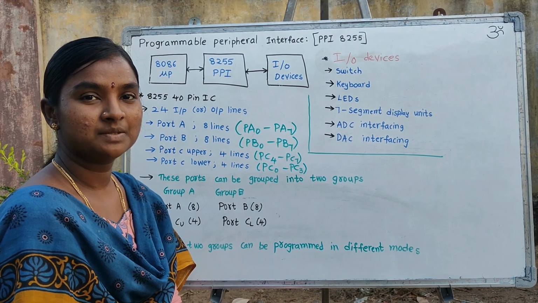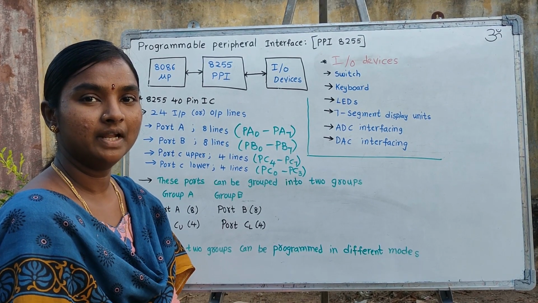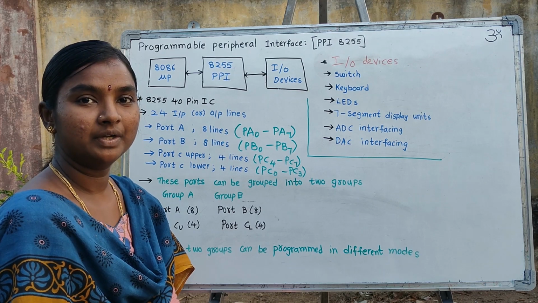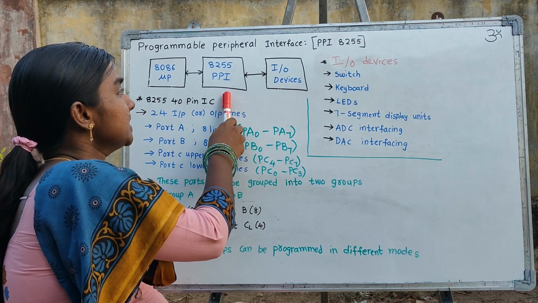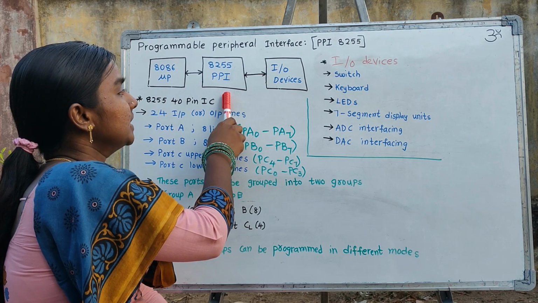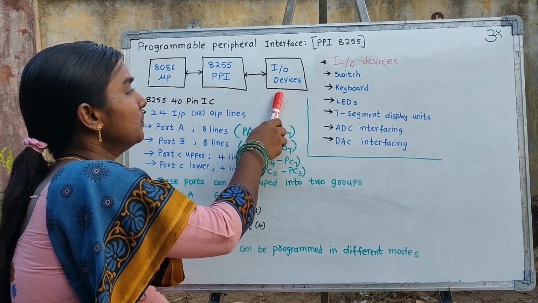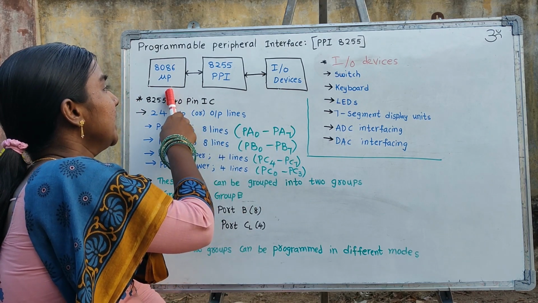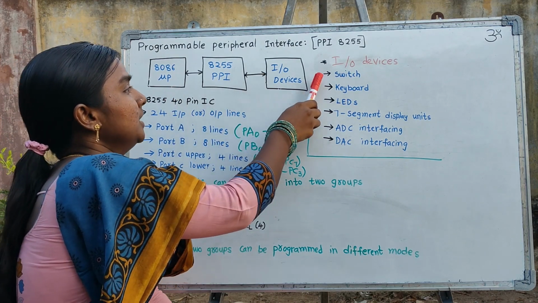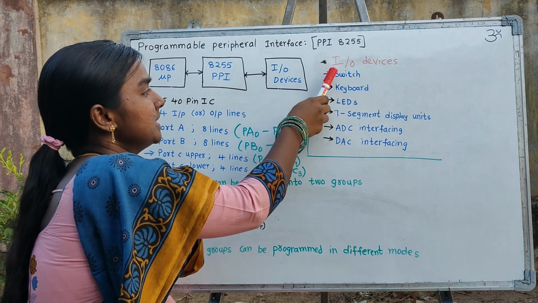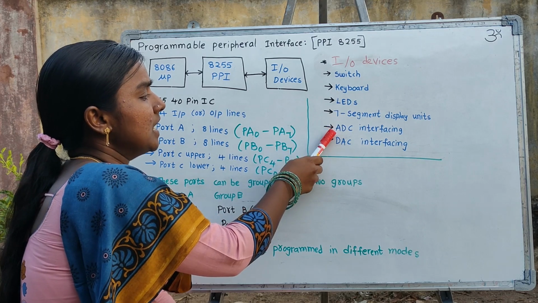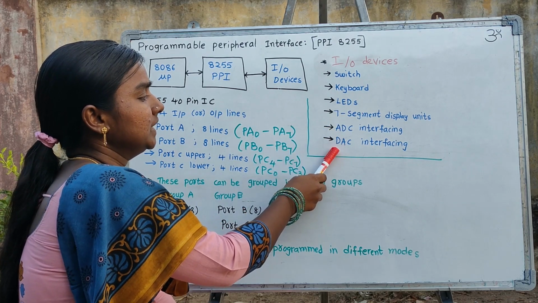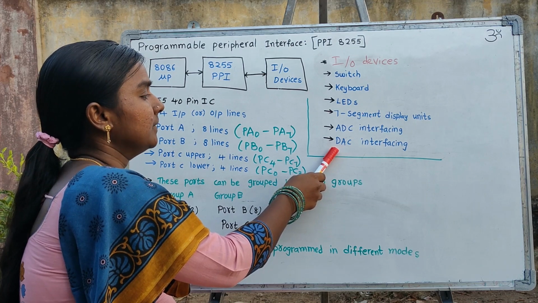In this session, I will explain about the Programmable Peripheral Interface. In short, we may denote it as PPI, and the IC we are going to use is 8255. By using this 8255 Programmable Peripheral Interface, we can connect any input or output devices with the 8086 microprocessor, and the input or output devices we are going to use are like switches, keyboard, LEDs, 7-segment display units, analog to digital converter interfacing, digital to analog converter interfacing.